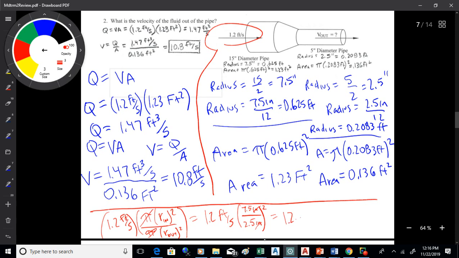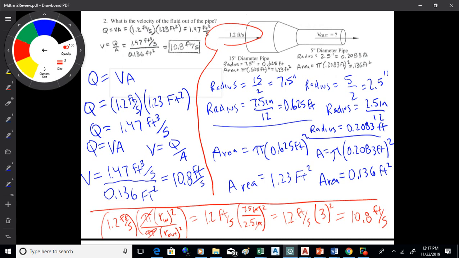So that's 1.2 feet per second times the ratio, which is 3. It's unitless, and you square that. So 3 squared is 9, and 9 times 1.2 is 10.8. So that's the quick way to do that if you want. But you do have to remember that, because I've not seen that on formula sheets anywhere.